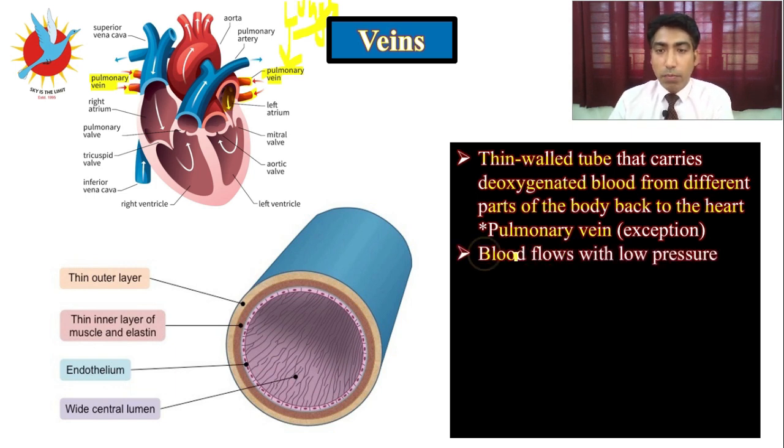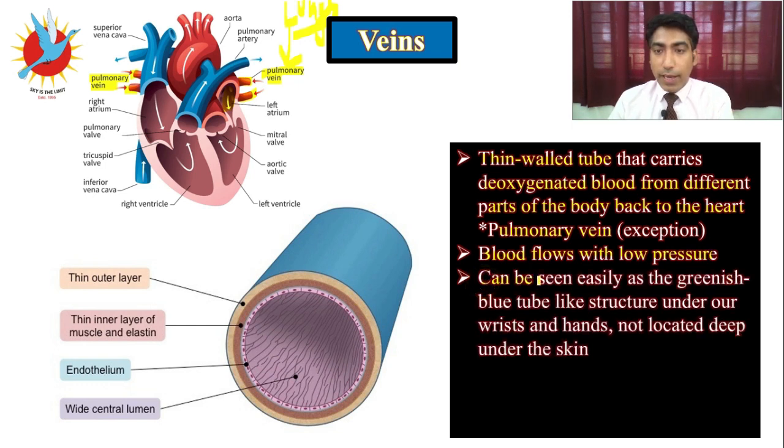Inside the veins, blood flows with very low pressure. I will discuss why blood flows with a low pressure here. Veins can be seen easily as they are greenish blue tube-like structures under our wrist and hands. We can easily see the veins.